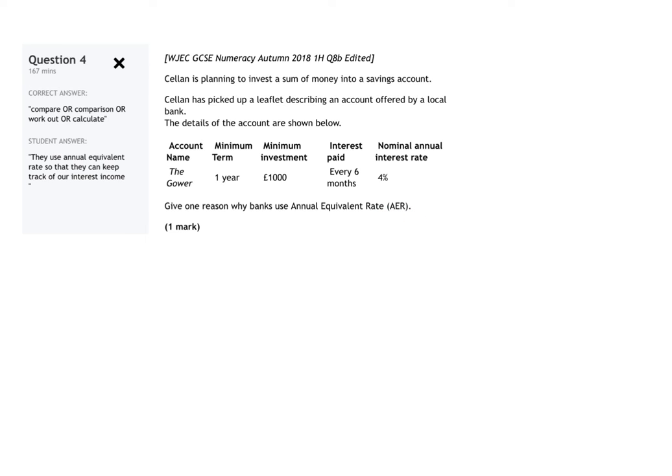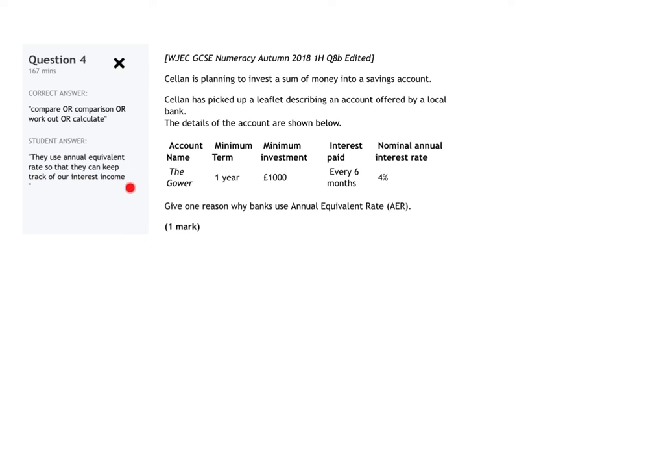Now, this is a real world question, and banks do quote an AER purely because bank accounts can often pay interest in a different way. This account, for example, pays every 6 months. Normally, it's every 12 months. That's what you're familiar with from a lot of the exam questions that you've seen. This one pays every 6 months. So to compare between different accounts, you have the AER. So in your answer, you just need to state that banks use the AER to compare different bank accounts. I think that's the best answer you can put.